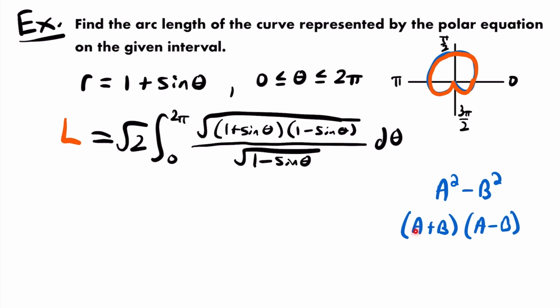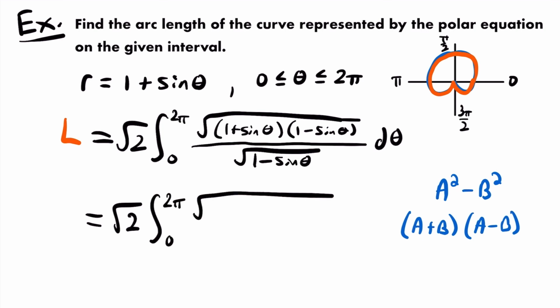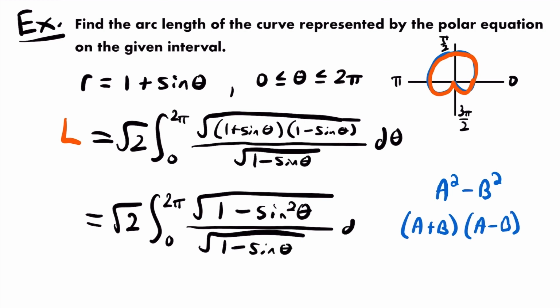So in this case, a is 1 and b is sine, right? We have 1 plus sine theta and 1 minus sine theta. A plus b, a minus b. So we can rewrite these two factors multiplied by each other to be a difference of squares. We can have a squared, which will be 1 squared, minus b squared, which will be sine of theta squared. All right, and 1 squared is just 1, so what we'll have is that this is equal to the square root of 2 times the integral from 0 to 2 pi of the square root of 1 minus sine squared theta divided by the square root of 1 minus sine theta times d theta.